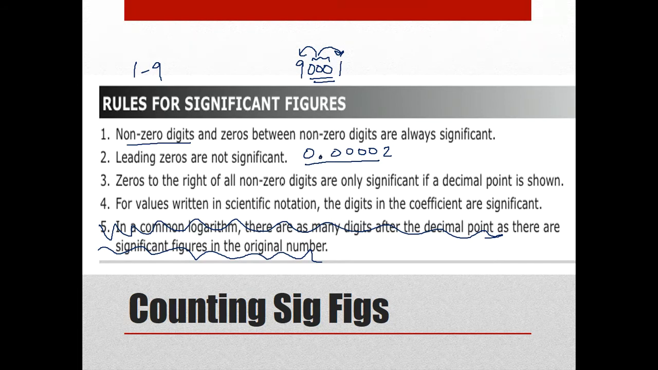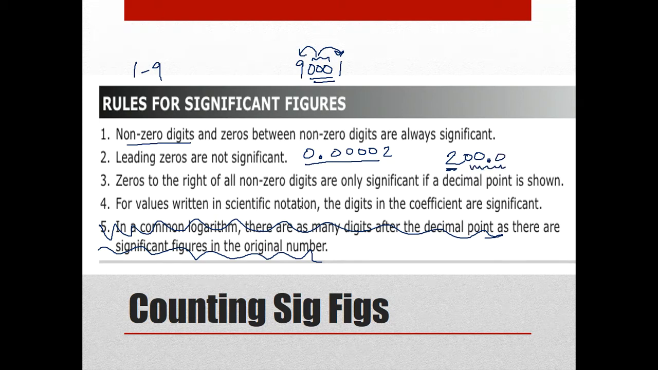Zeros to the right of non-zero digits are significant only if there's a decimal point. So if you had 200, only this guy's significant. These ones are not significant unless we throw in a decimal point. Now all the zeros are significant.